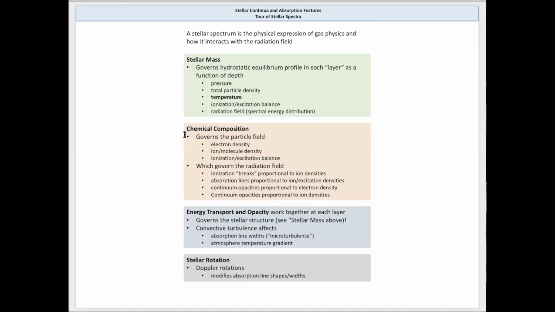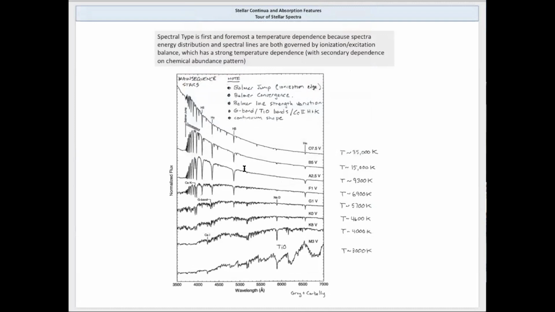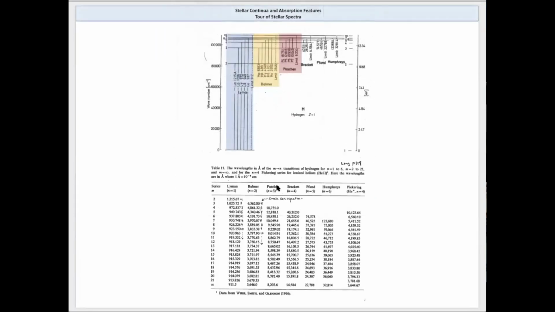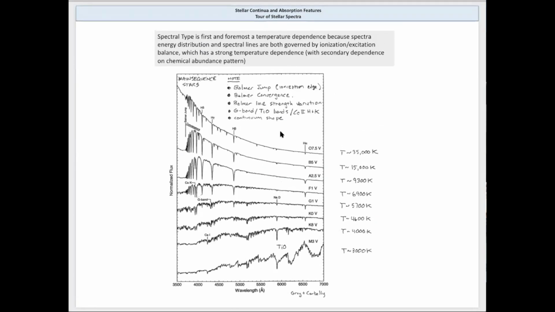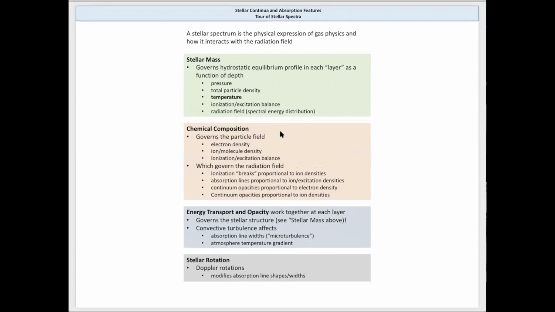So all of this information is hiding in the shapes of the spectrum, in the relative strengths of the lines, and how deep the Balmer jump is or how shallow it is. All of that is telling you about the conditions in the chemical composition and in the physics of the gas. So you can look at a spectrum and you can read. The more you learn about it, the more you can read exactly what's going on in the atmosphere.